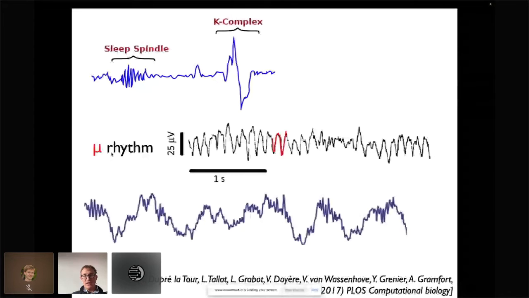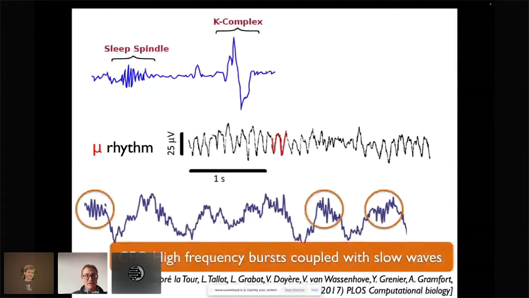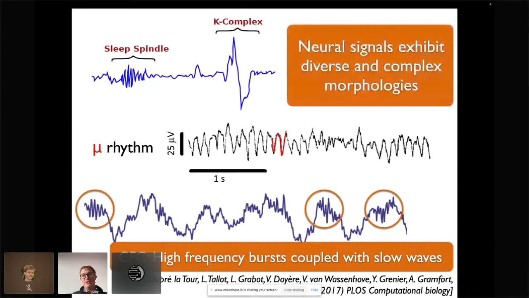And what you see here at the bottom is some invasive recording on a rodent, where you see some coupling with some high-frequency bursts that always appear, or at least are stronger, when you're on the top of a slow wave. So you have this interaction between low frequencies and high frequencies, and this is what people call cross-frequency coupling. The take-home message of this slide is that most of the information is actually present in the time dimension, and the morphology is probably more complex than what you think.